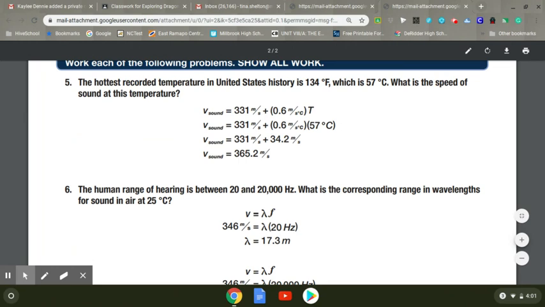So question 5 says the hottest recorded temperature in the United States history is 134 degrees Fahrenheit, which is 57 degrees Celsius. What is the speed of sound at this temperature? Again, you got your two constant values that you're going to put in. The only thing you're going to add is your 57, which is in the T spot. You're going to calculate that out, and at 57 degrees Celsius, our speed of sound is 365.2 meters per second.